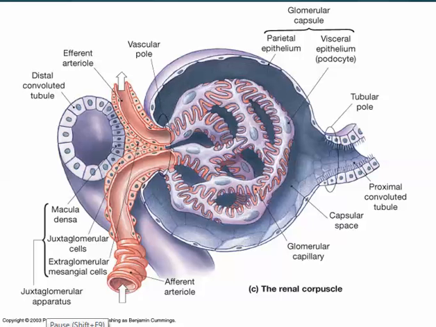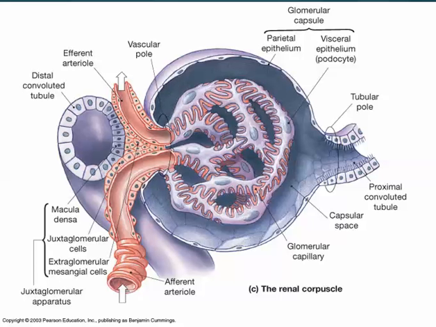Okay, let's move ahead a little bit. We're going to talk about the juxtaglomerular apparatus. The juxtaglomerular apparatus is a microscopic structure in the kidney which regulates the function of each nephron. And there are three cellular components of the apparatus, which are the macula densa, extraglomerular mesangial cells, and the juxtaglomerular cells, also known as the granular cells. Let's talk about those in a little bit more detail.